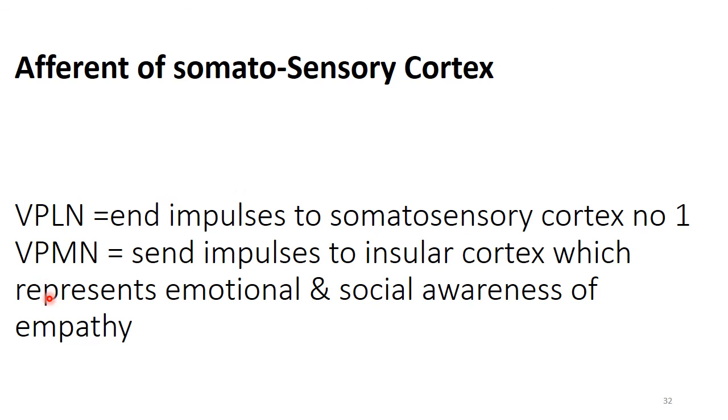So thalamus, most of the sensation passes through the thalamus except the sensation of smell. So the VPL nucleus sends impulses to somatosensory cortex number 1, while the fibers ending in VPM nucleus then reach the insular cortex, which is responsible for emotional and social awareness of empathy.